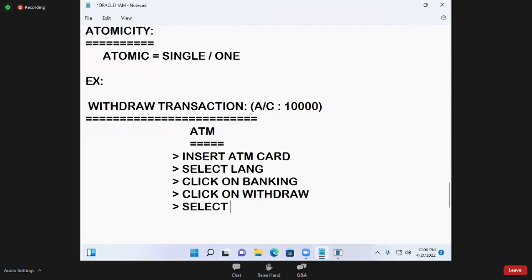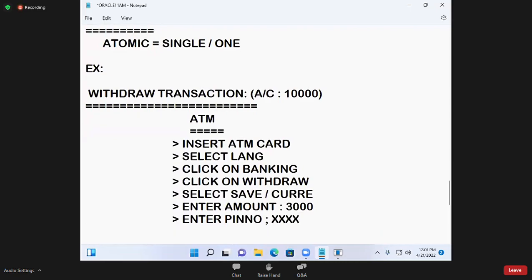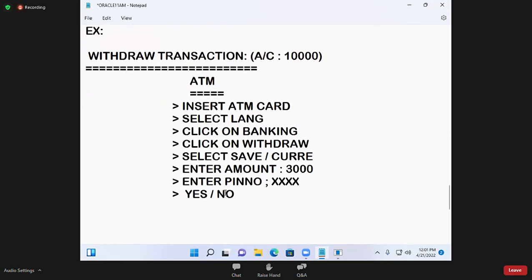After withdraw, we need to select the savings account or current account. After that, enter your amount. I need 3,000 rupees, so I enter 3,000. Then it asks me to enter the PIN number, so I enter the PIN. After entering the PIN, finally comes the decision-making option: yes or no. This is the procedure.